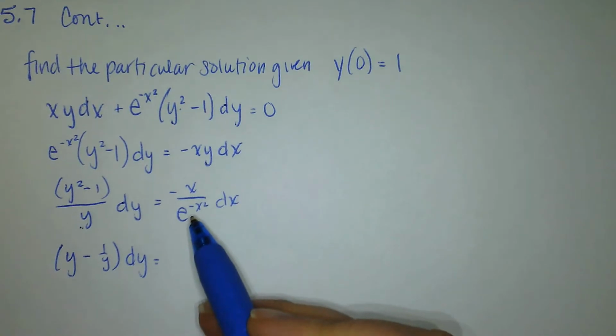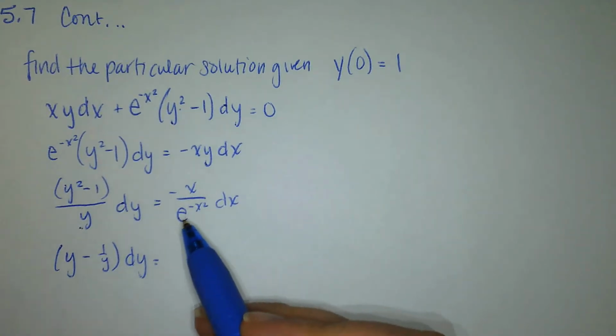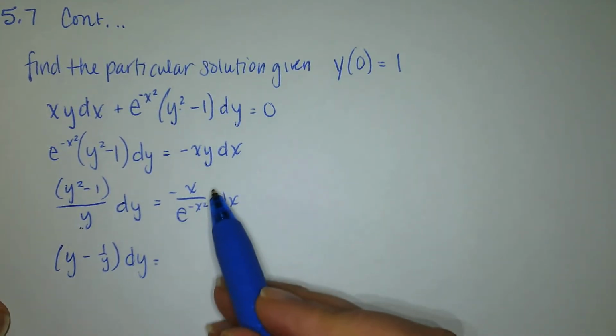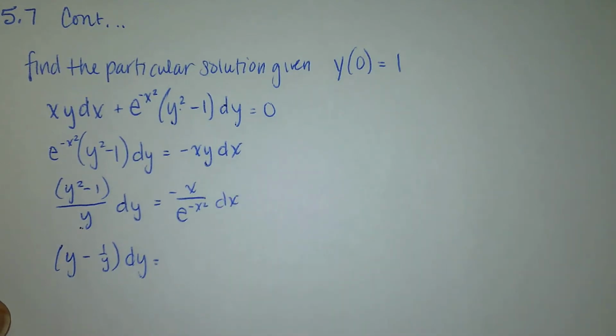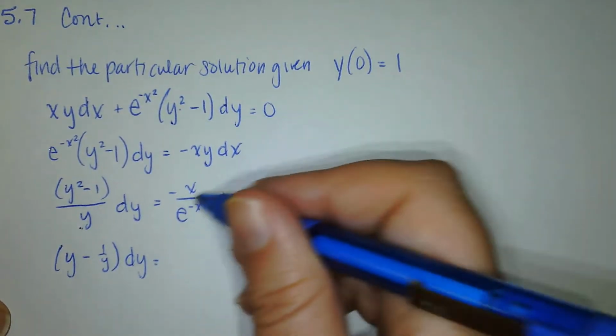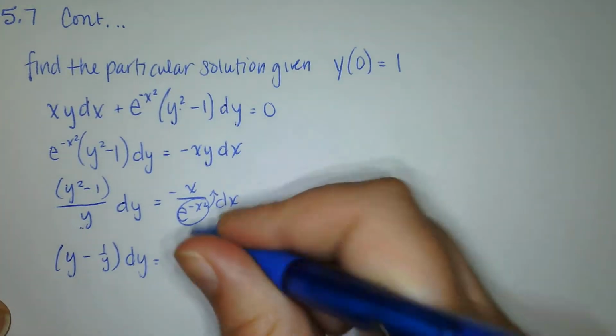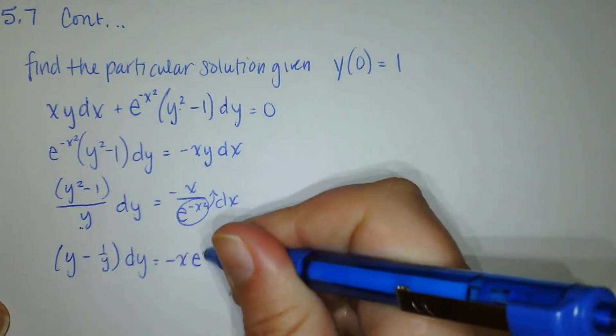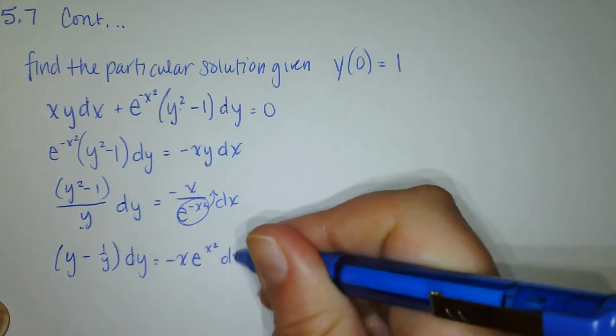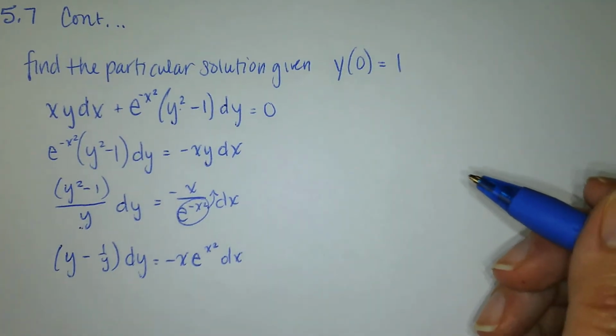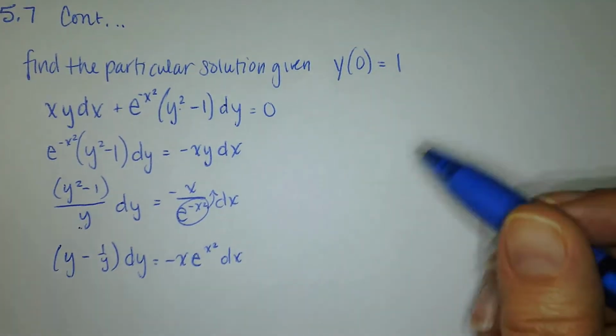Over here, the e to the negative x squared, because it's negative, I can bump it to the top and it'll become positive. So this is going to move up. So we're going to have negative x e to the x squared dx. And that's going to work out really nicely for us.